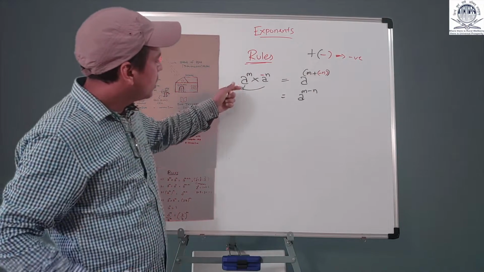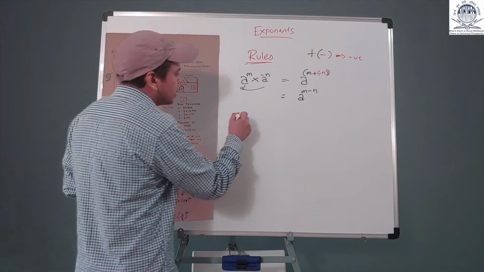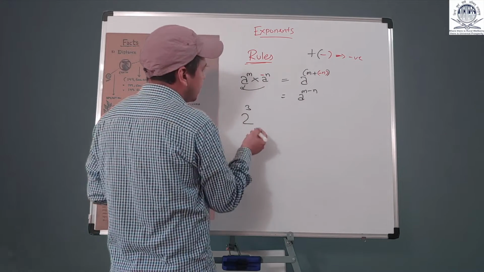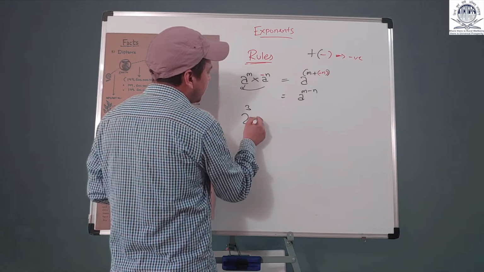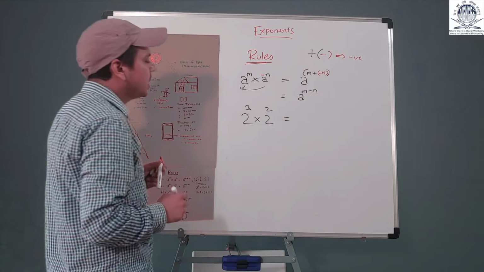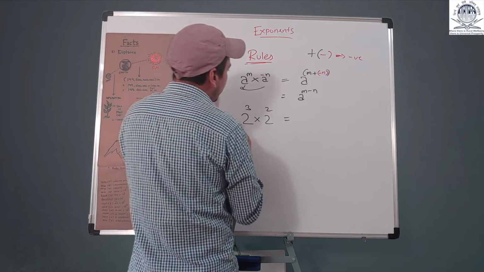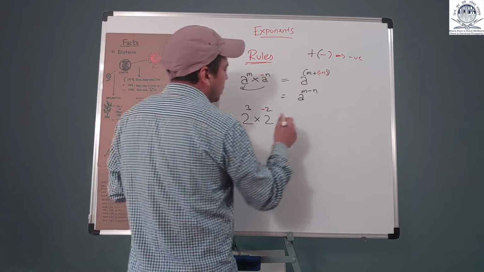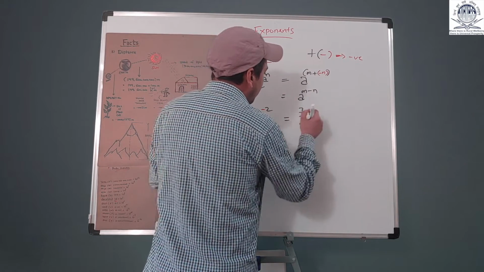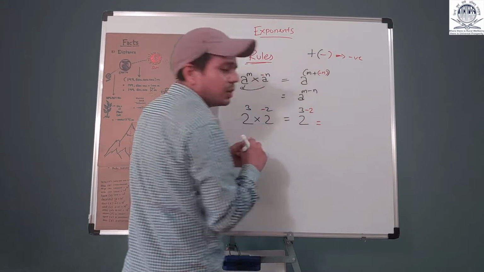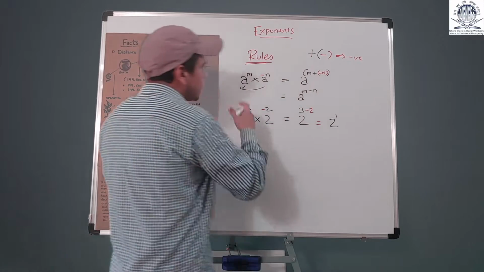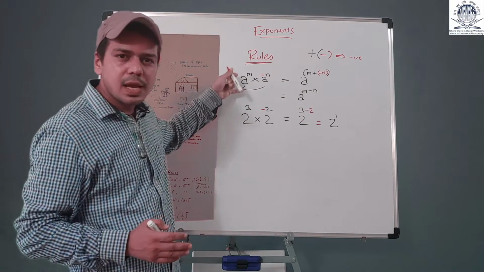So let's take an example as well. This would be 2 raised to 3, let's say, and it's getting multiplied with 2 raised to minus 2. So this could be 2 raised to 3 and minus 2, and this would be simply 3 minus 2, which we know is 1, so it could be 2 raised to 1. So this is one extension of the same rule.